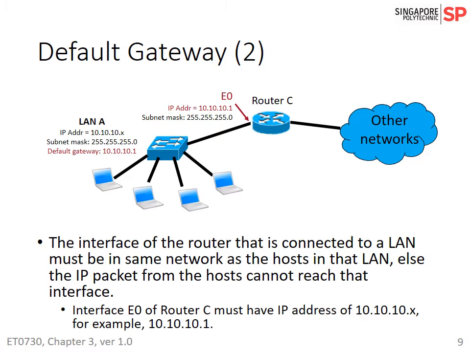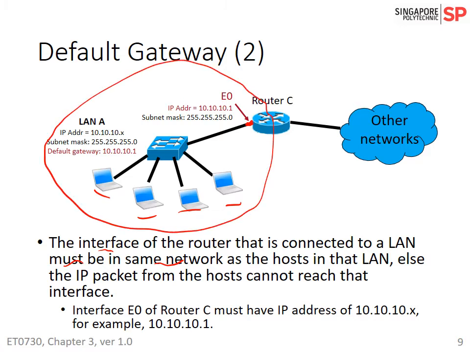So this slide again emphasizes that the interface of the router that's connected to this LAN A must be in the same network as the hosts in LAN A. Else, if you say use a default gateway in another network, it doesn't make sense to all these PCs because all these PCs only know how to reach IP addresses in their own network. They need the default gateway for help. But if you tell them that your default gateway is in another network, they can't even go there. So the default gateway must be in the same network as the hosts in LAN A.